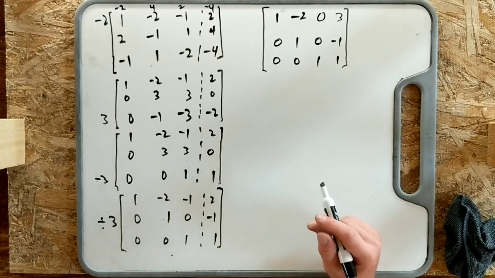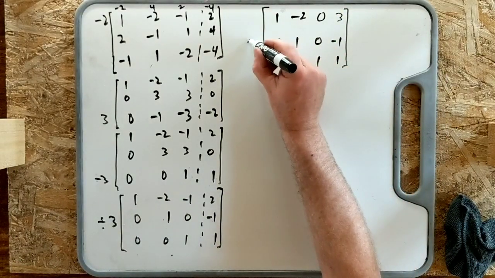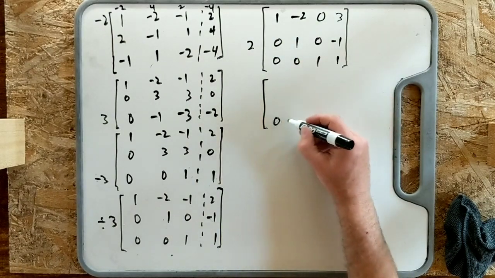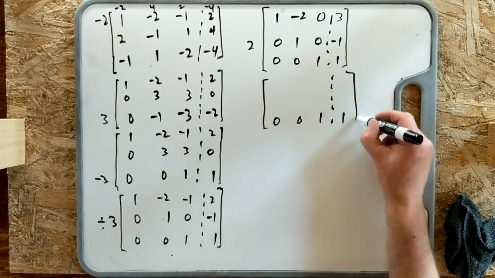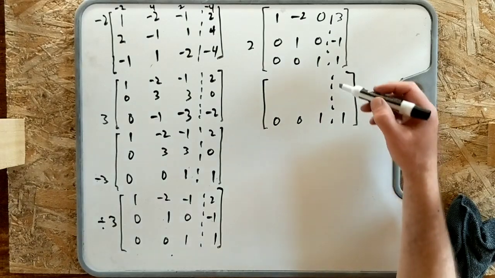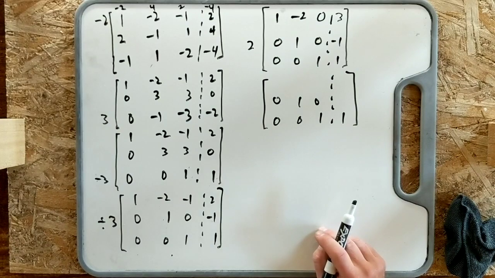And then finally, I'm going to get rid of the -2 up here. To do that, I multiply the second row by 2, and I'm going to add it to the first one. So 0, 0, 1, 1. Still want this to be augmented. That's, by the way, just separating the thing. That's not really actually doing anything other than keeping the numbers on the right straight from the matrix on the left.